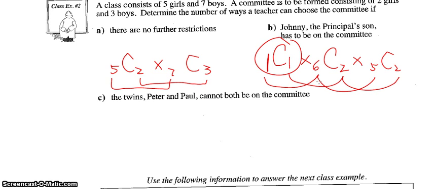Okay? Finally, the twins, Peter and Paul, cannot both be on the committee. Does it mean only Peter or Paul, they cannot both be on the committee? Or none? Does it mean none? Right, it's not very clear. All right. Can you allow no Peter or Paul? Cannot both be on the committee.